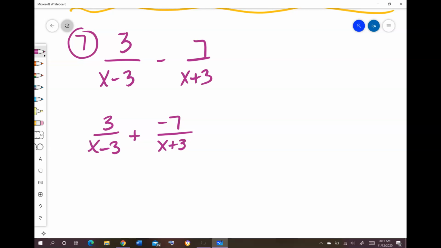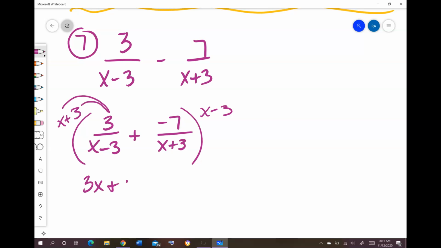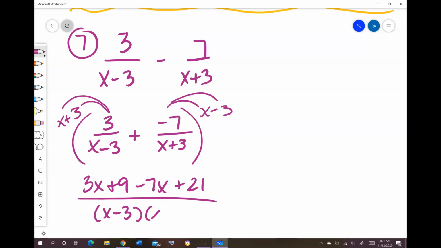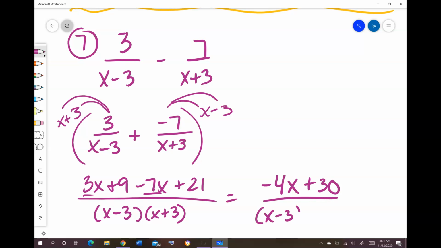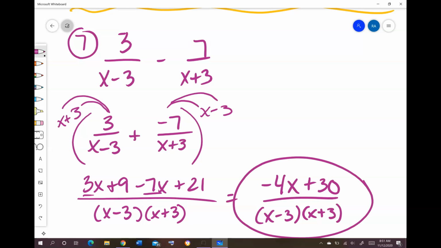The denominators are factored. They have nothing in common. Neither one of them do. So when neither one of them have anything in common, you're just multiplying each side by the opposite denominator. So I'm going to multiply this side by x plus 3. Multiply this side by x minus 3. Distribute. And I'm going to have 3x plus 9. Distribute. Negative 7x plus 21 over the combination of the two denominators. Clean it up. 3x and negative 7x is negative 4x. 9 and 21 is 30. All over x minus 3, x plus 3. And that is your answer.